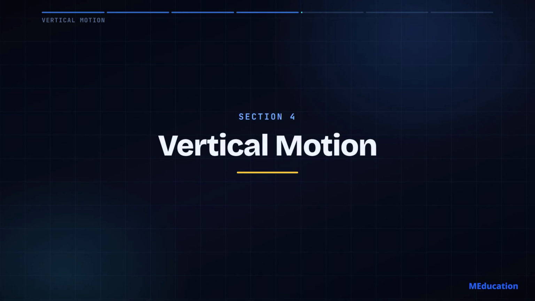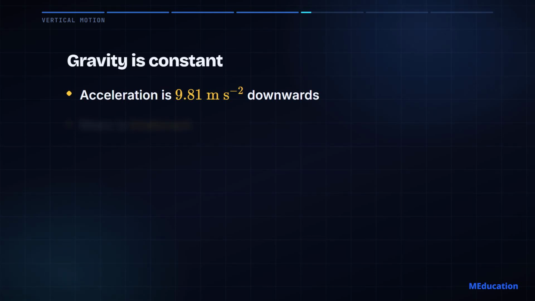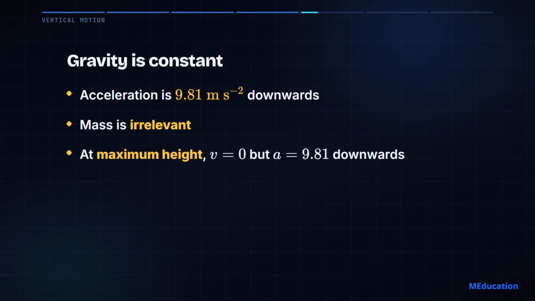When an object is thrown or dropped and air resistance is negligible, the only force acting on it is gravity. Because gravity provides a constant downward acceleration of 9.81 meters per second squared, the SUVAT equations apply perfectly. The mass of the object does not matter. The secret here is strict obedience to your sign convention.